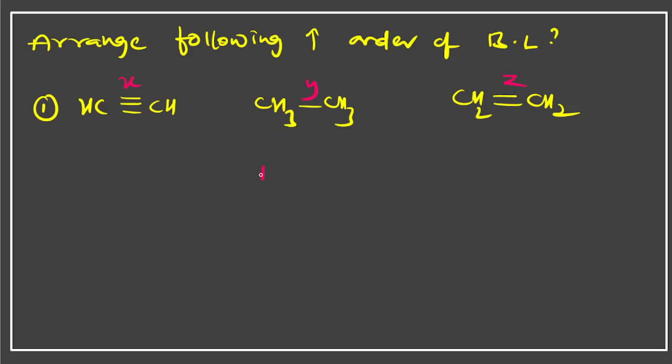Generally, bond length is inversely proportional to electronegativity. So the one with less electronegativity has the greater bond length. So Y is greater than Z is greater than X. This is our answer. Now look at the next question.